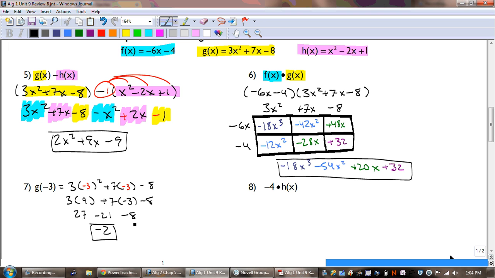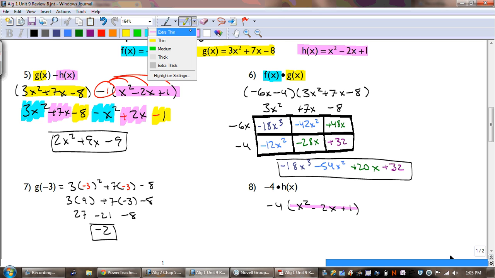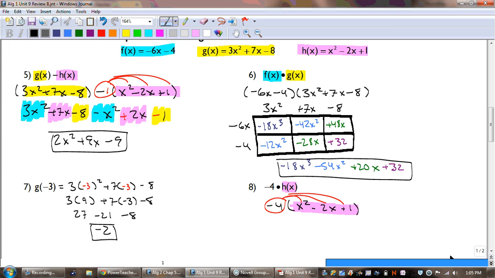All right, in 8, we take negative 4, and then we're going to times that by h of x. So all I did was take h of x, which was right up there. That's what it told us to. And we're going to distribute, okay? So you take that negative 4 and you multiply it by everything. Why don't you guys go ahead and try it? Okay, so you should have gotten negative 4x squared plus 8x minus 4.